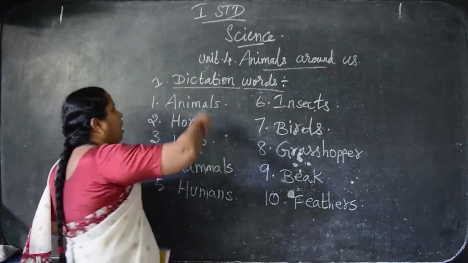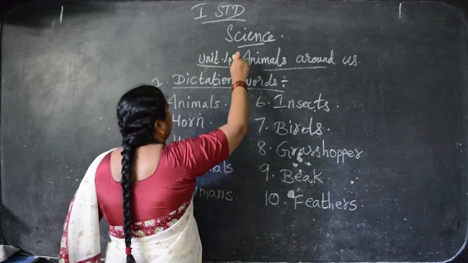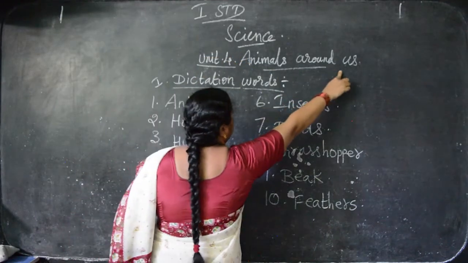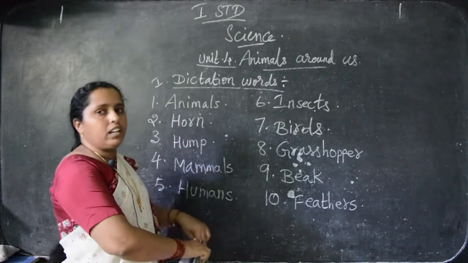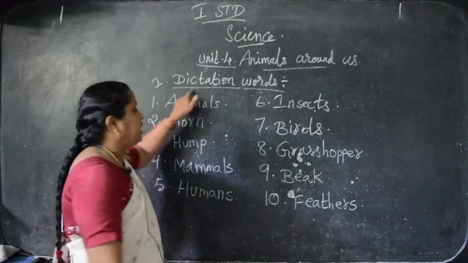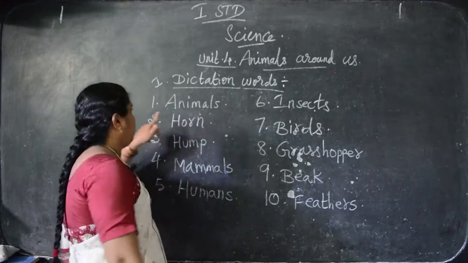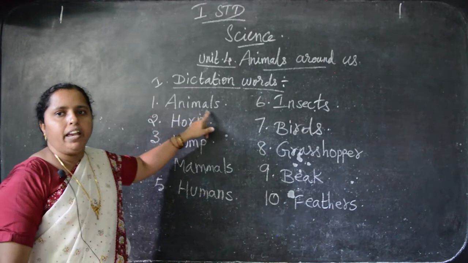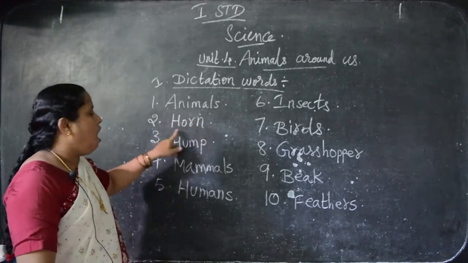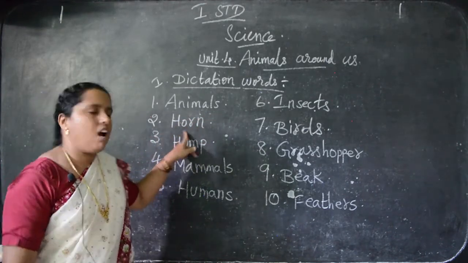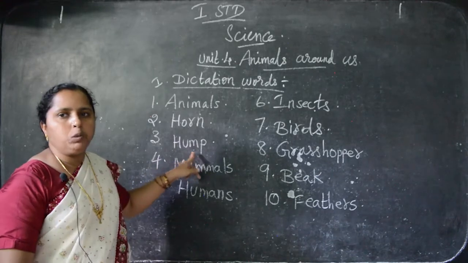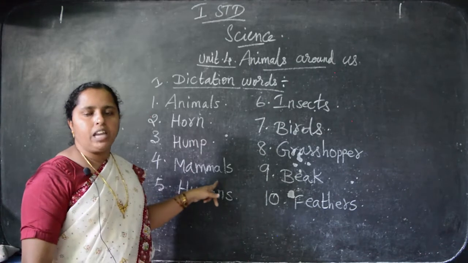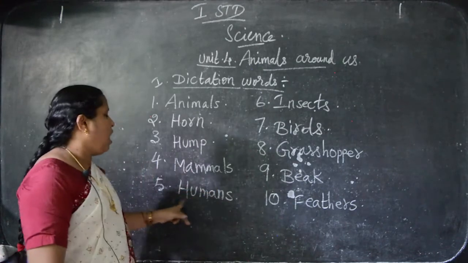Here, see, all take a note, children, and write: lesson number 4, lesson name, animals around us. Okay? So, first Roman letter, dictation words. First one, animals, A-N-I-M-A-L-S, animals. Horn, H-O-R-N, horn. Hump, H-U-M-P, hump. Mammals, M-A-M-M-A-L-S, mammals.